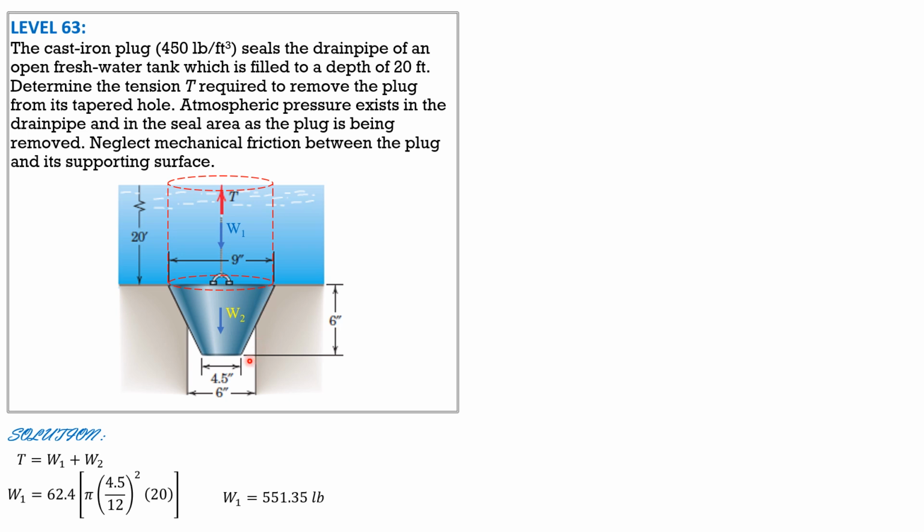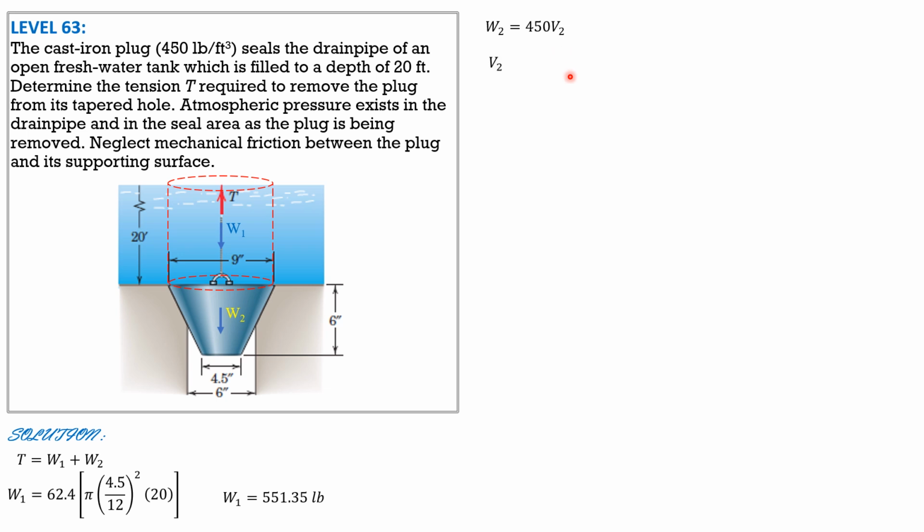Weight 2 is specific weight of this cast iron plug, which is 450 pounds per cubic foot, times the volume of this frustum of a cone. The volume of frustum of a cone is pi height over 3, quantity big radius squared plus small radius squared, plus the product of big radius and small radius. Then we just express the radii in inches, then divide by 12 cubed for the volume to convert it to cubic feet. So weight sub 2 equals 450 times V2.